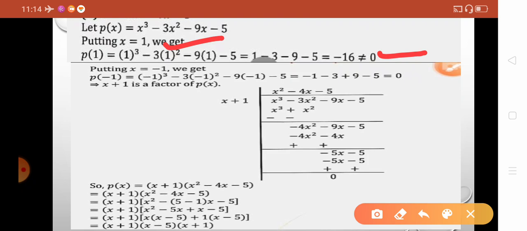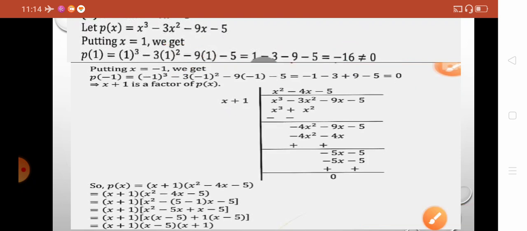So we will move to our next value, that is x equal to minus 1. When you put x equal to minus 1, you will get the answer 0. So x minus 1 is not a factor. So what is the factor? x plus 1. So now we will divide the given polynomial by x plus 1.